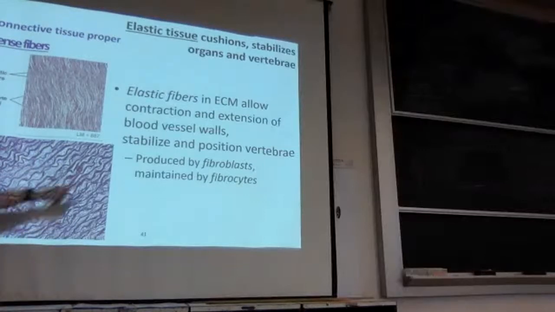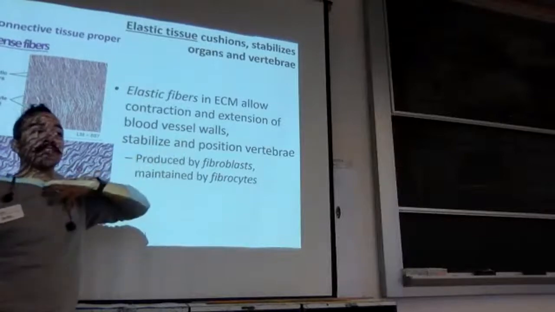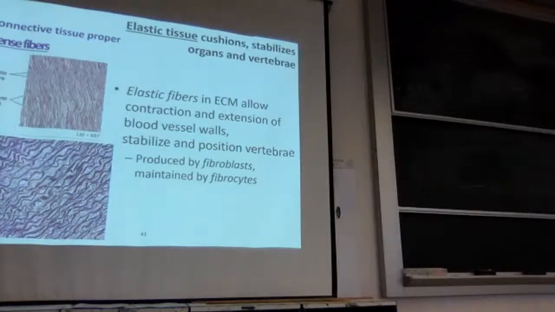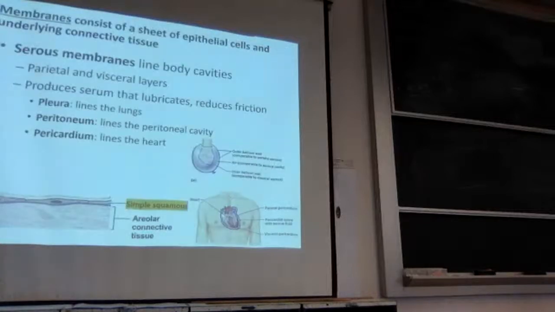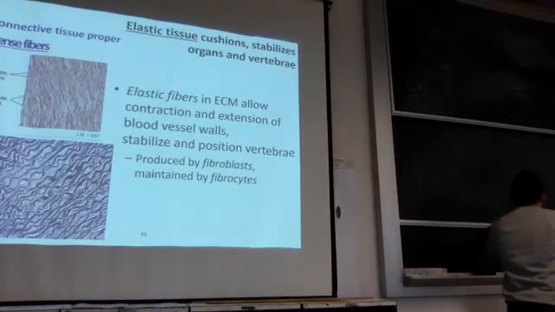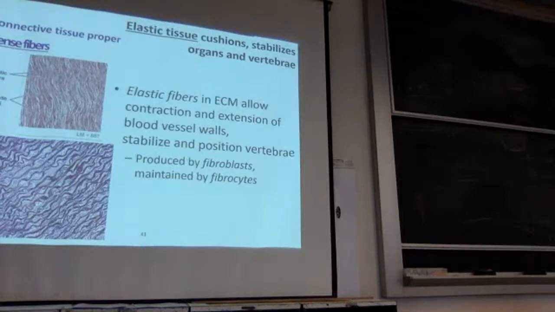Where do you find this? You find this in areas that need lots of expansion. So blood vessel walls, the largest of your blood vessel walls, like what comes out of your heart, they need to stretch out. And surrounding your vertebrae, which we'll get to later. Again, you have fibroblasts maturing into fibrocytes. They're for cushion and expansion and stabilization. Okay, those are your six types of connective tissue proper: adipose, reticular, areolar, dense regular, dense irregular, elastic. Let me give you a little bit of practice identifying that.